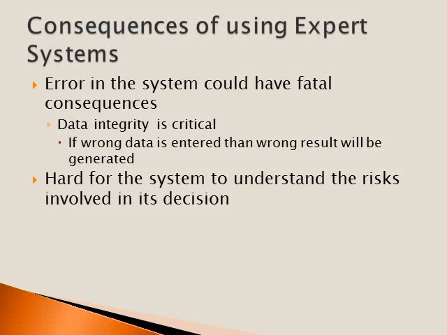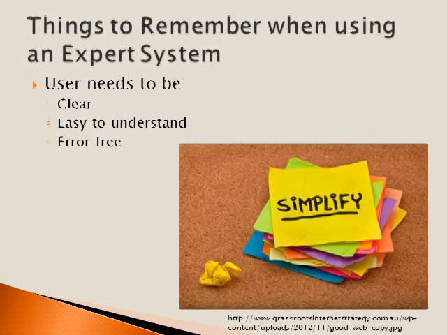Consequences of using an expert system: an error in the system could have fatal consequences. Data integrity is very critical, because if wrong data is entered, then the wrong results would be given, and this could lead to the death of the patient. It is also hard for the system to understand the risks involved in a decision, so it just gives its first gut decision instead of debating what would be best for the patient.